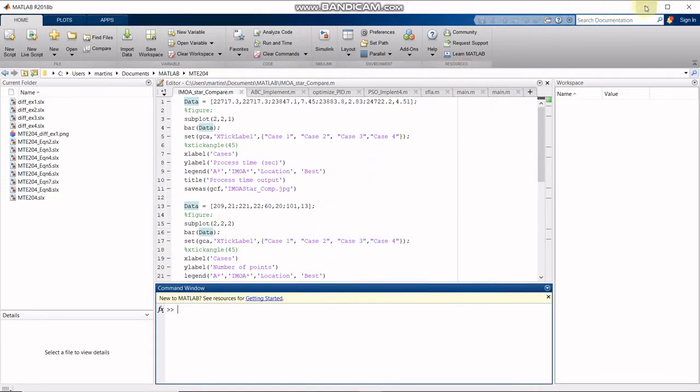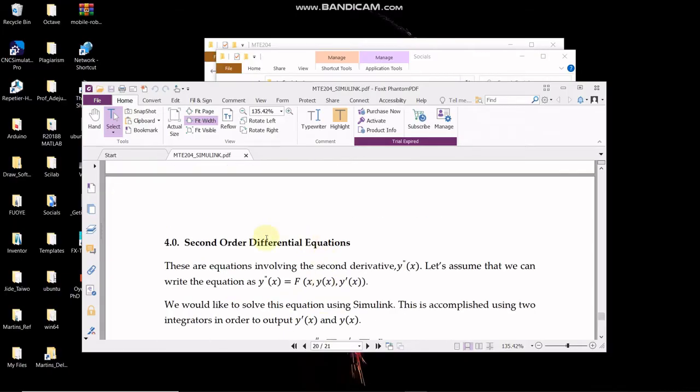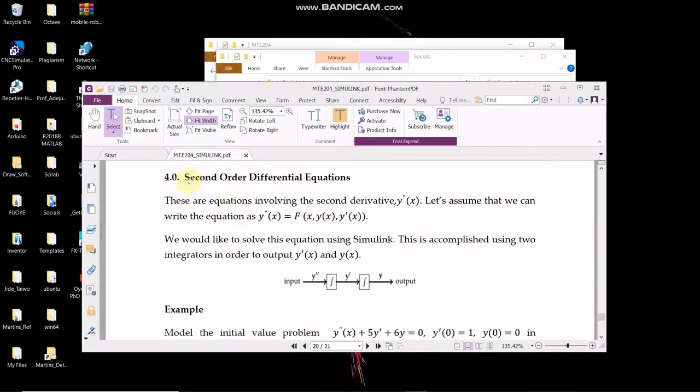So now we want to look at our second order differential equation using Simulink. But the second order means that the model has been differentiated twice. That is what is being represented here with this double prime, y double prime. That means the second order differential equation. If it's y single prime, or whatever variable is being used, single prime means first order, double prime second order, triple prime third order, then fourth, and so on and so forth.